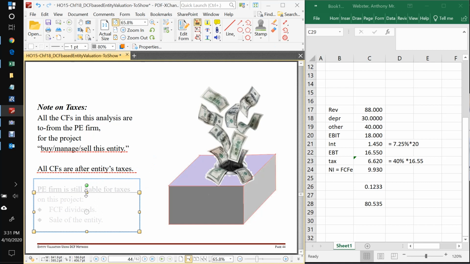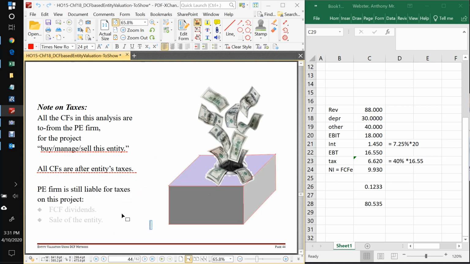But the private equity firm, just keep this in mind, they still are liable for additional taxes on this project, right? If they get dividends, they or their owners are going to have to pay tax on those dividends. And when they sell the entity, they're going to have to pay a capital gains tax. Okay, so just good to keep aware. We do have taxes 100% included and correct from the entity's perspective, but the private equity firm has another level of taxation that we're not dealing with, because we're focused on the entity right now, not Max Value overall as a firm.